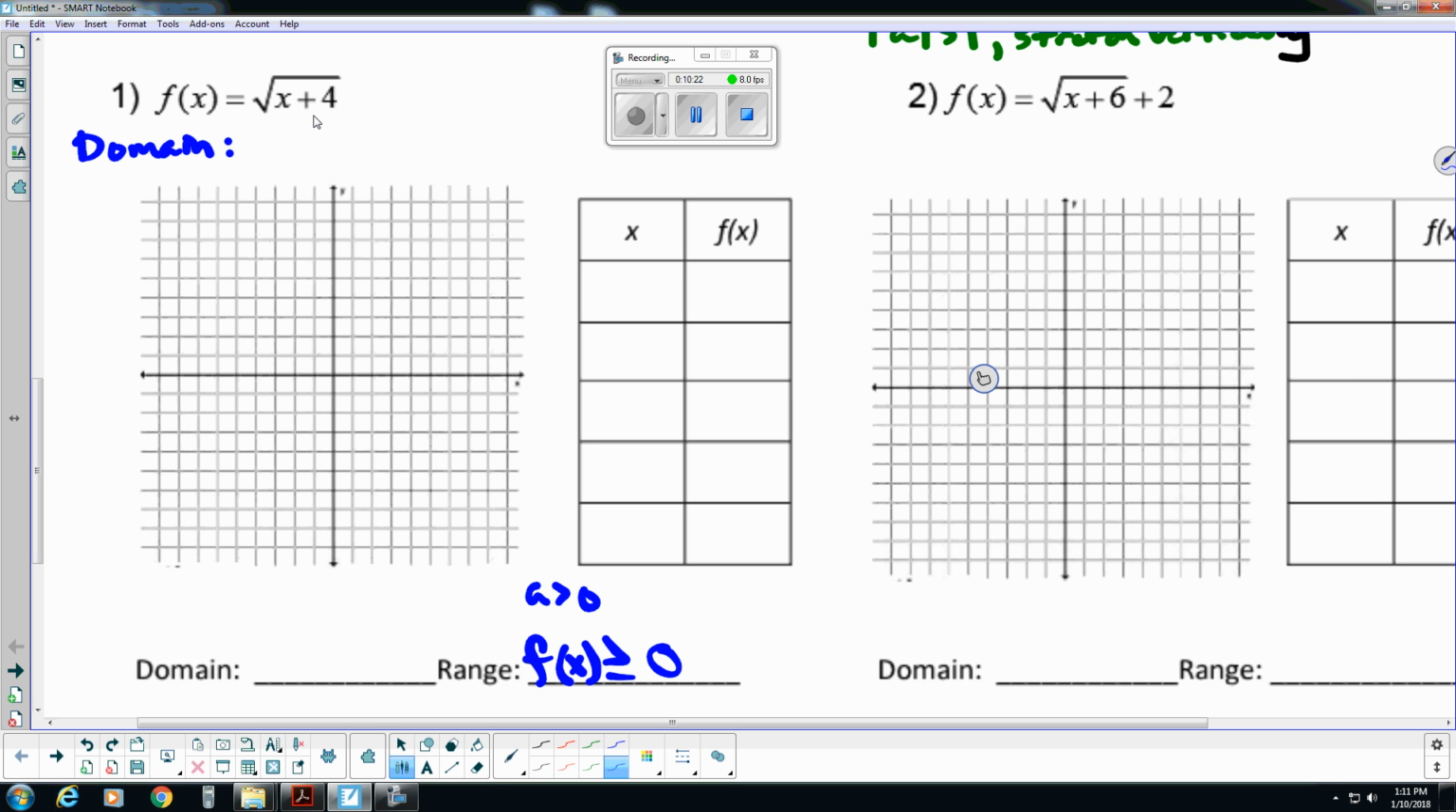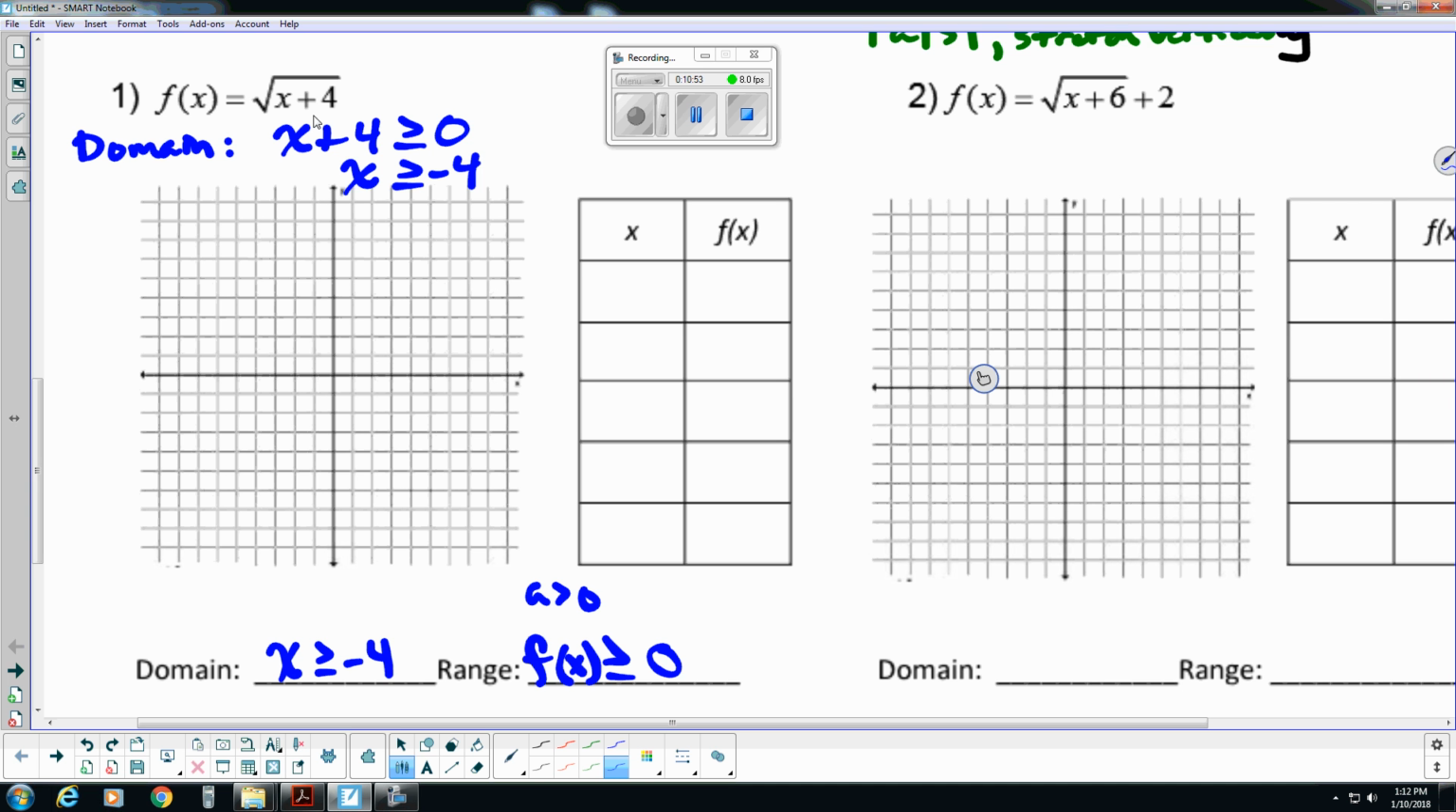So to find the domain, you take whatever is under the radical sign. In this case, it's x plus 4. And you always set it greater than or equal to 0, because what you're saying is whatever's under the radical sign has to be positive or 0. It can't be negative. We're simply going to solve that inequality. So x is greater than or equal to negative 4. That's our domain for this one.